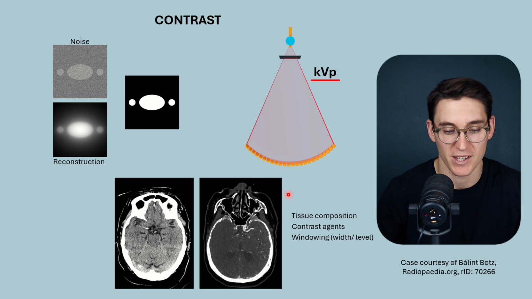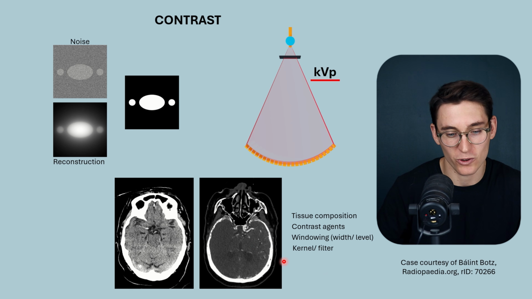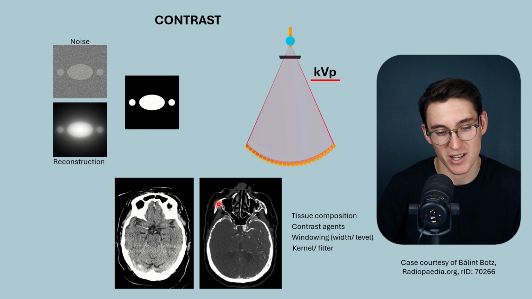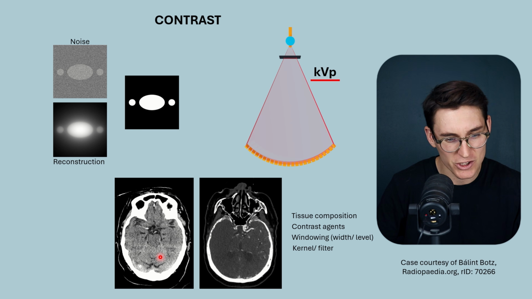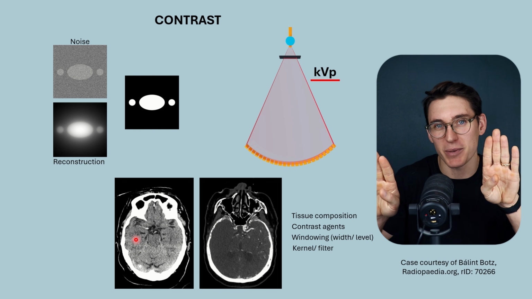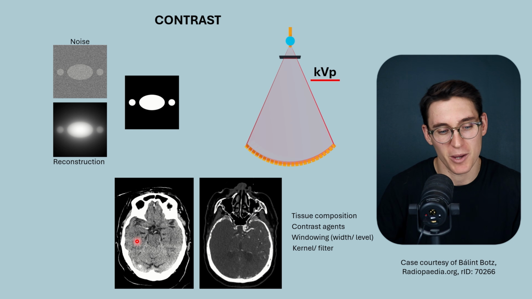And lastly, we can talk about the kernel or the filter that we apply to these images. A bone filter is going to give us great contrast between bone and the surrounding soft tissues. Soft tissue filters, as I mentioned earlier, give us better low contrast resolution between, say, gray matter and white matter.